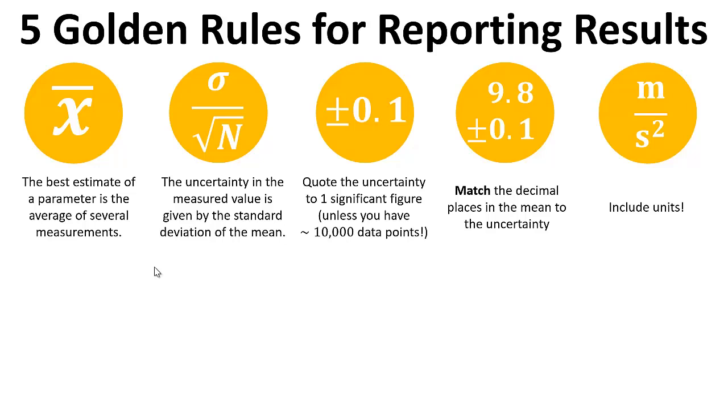Then you're going to match the decimal places in the mean to the uncertainty. So, for example, I wouldn't write 9.80 plus or minus 0.1. I want to match the decimal places, so I'll have 9.8 plus or minus 0.1. And then, of course, I should always include units whenever I'm reporting a result.